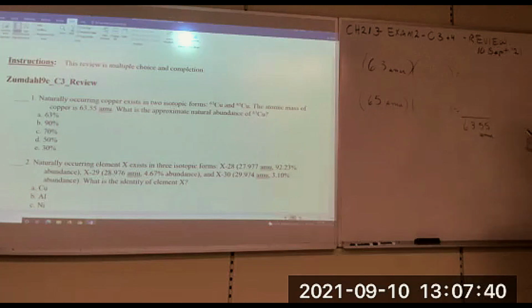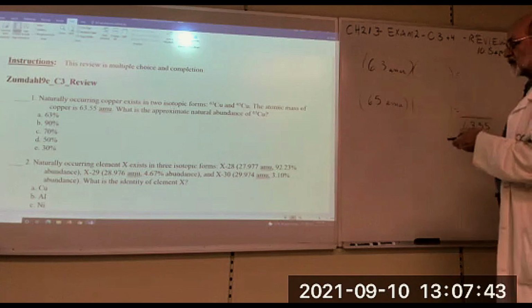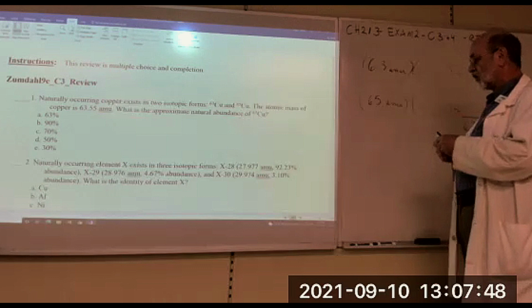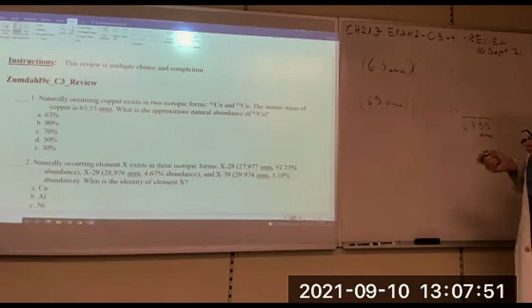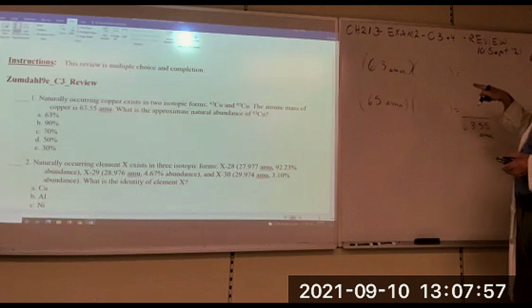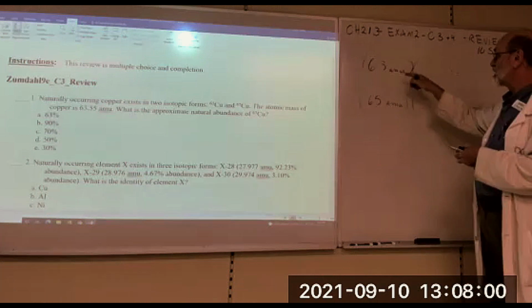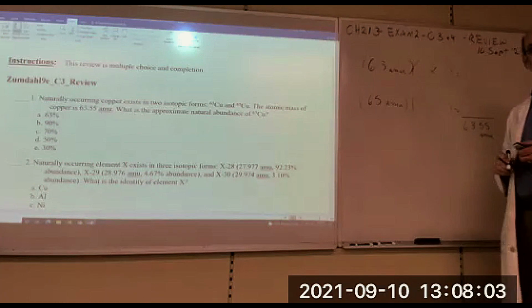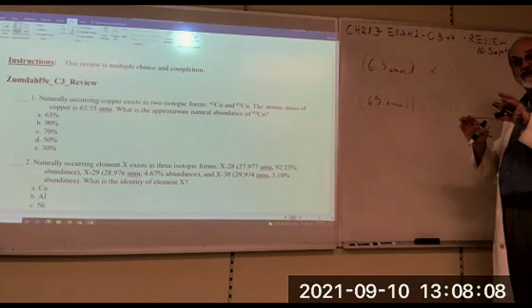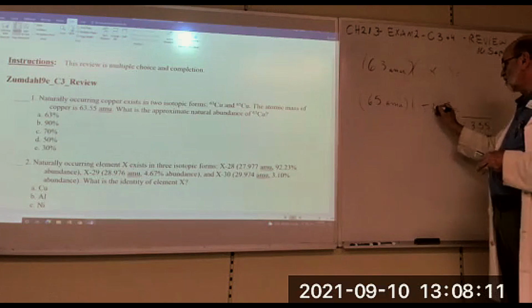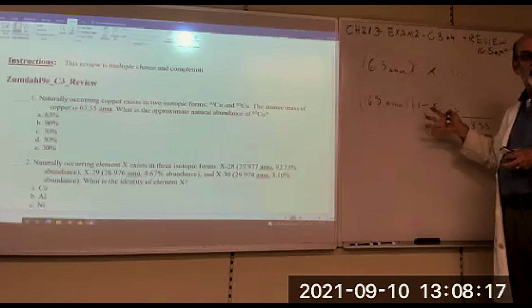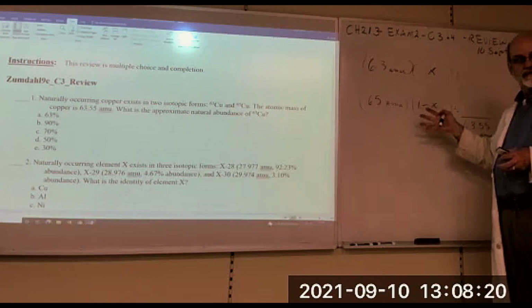So we need to work backwards. The atomic mass, we know that value. What's the approximate natural abundance of this one? Well, we're going to have to use a little algebra. If we say the natural abundance of 63 is X, what's the natural abundance of this one, assuming there are only two isotopes? It'd be 1 minus X, right? Because the fractional abundance has to add up to 1. Did I lose anybody?